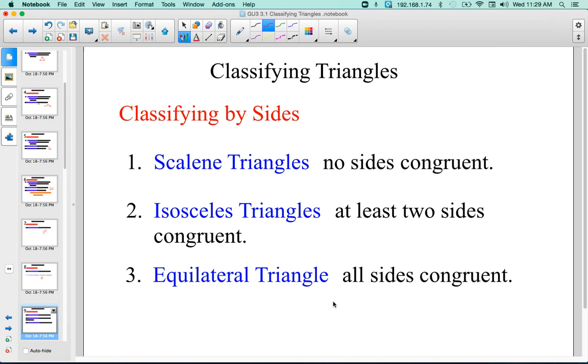And the last one, an equilateral triangle, that's when all sides are congruent. So if we have a triangle with all three sides congruent, now the nice thing is we've already had this triangle in our notes already. That was the equiangular triangle. Triangles that have all three sides congruent will also have all three angles congruent. So we can name them the equiangular equilateral triangle.